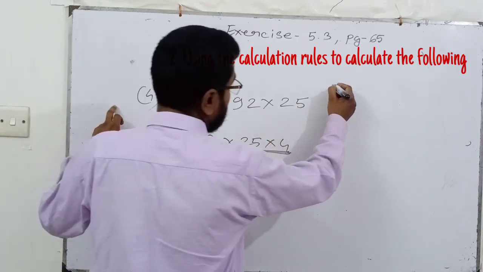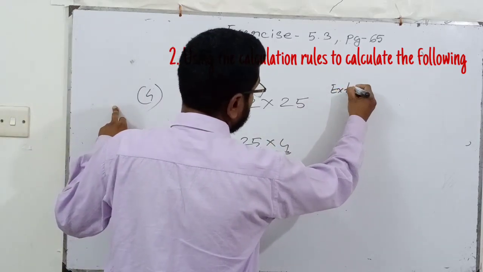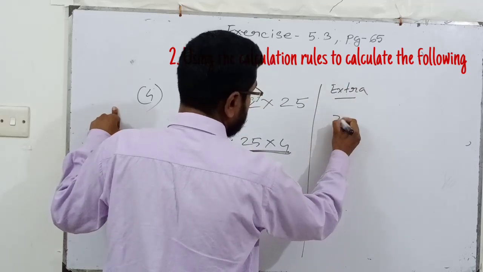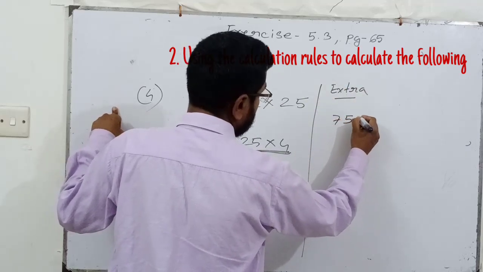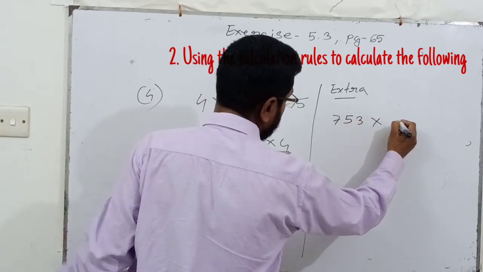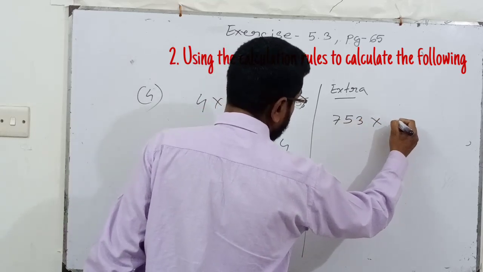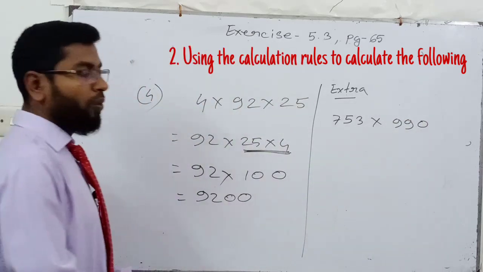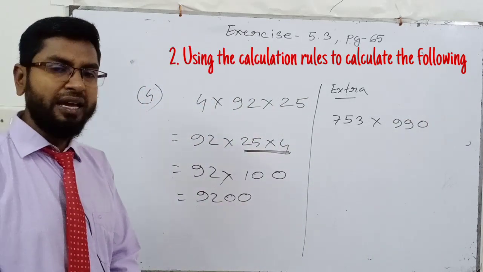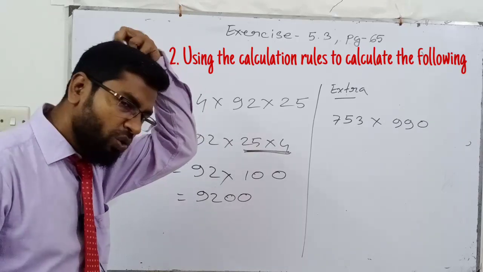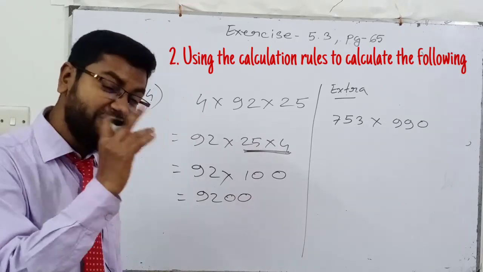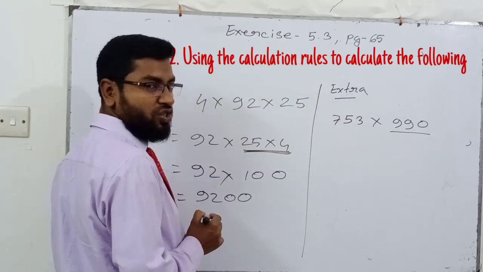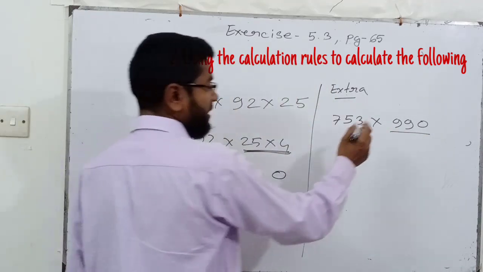Another extra math I want to solve for you. Extra. Look, here I will write 753 multiply 990. Oh, it is a big math. How can we solve it? Yes, follow me. I told you I will change this in a different way.